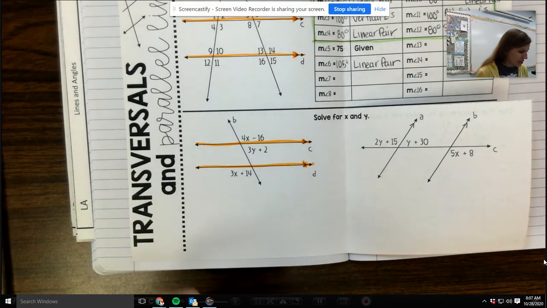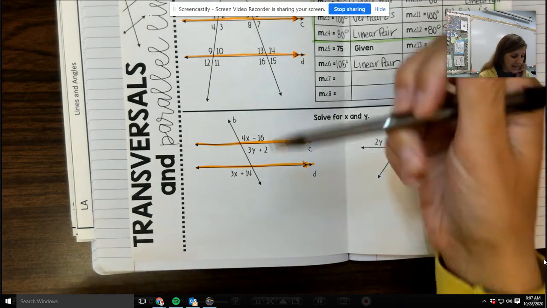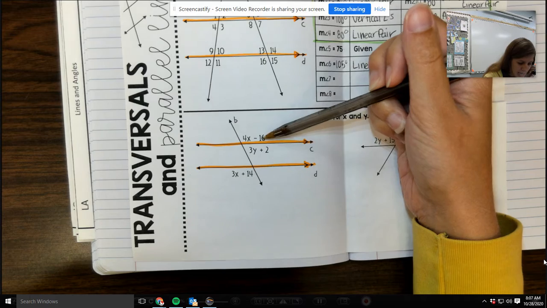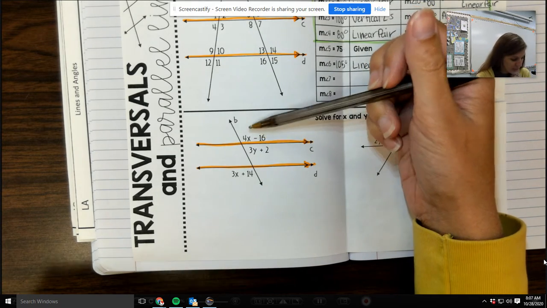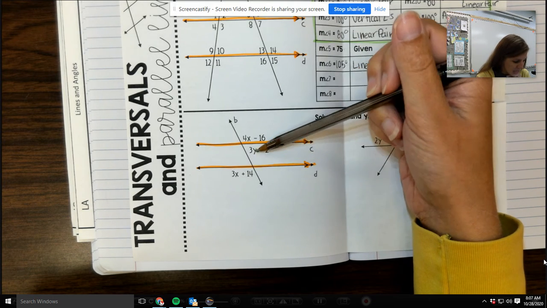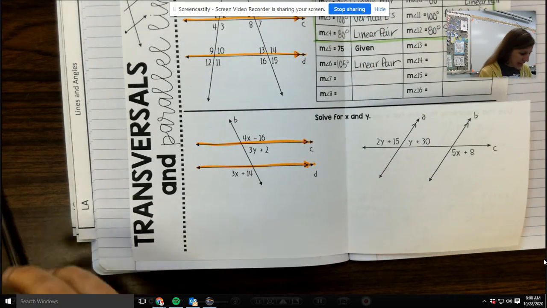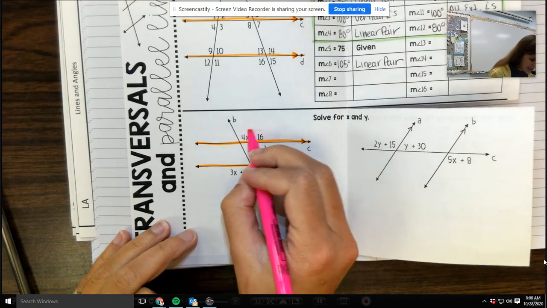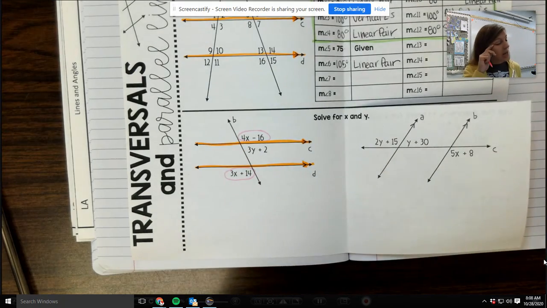And so since they're parallel lines, I can use some angle pairs. Now I noticed that these two right here are a linear pair, but they're not great to use because one has an X and one has a Y. I don't want to use these ones because they're not a pair and also they have an X and a Y, but I do notice that this one here has an X and this one here has an X, and those are a pair.